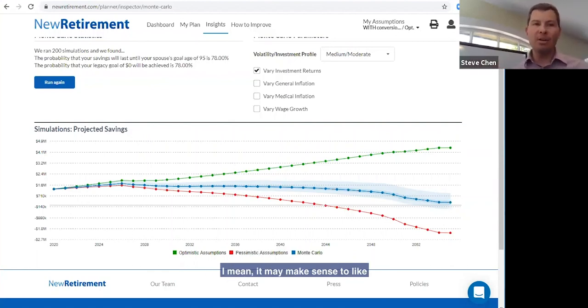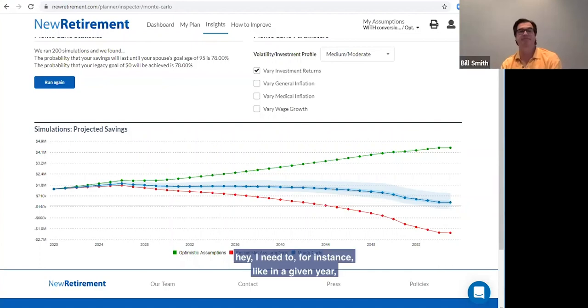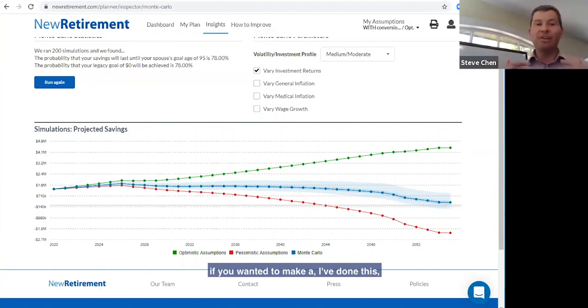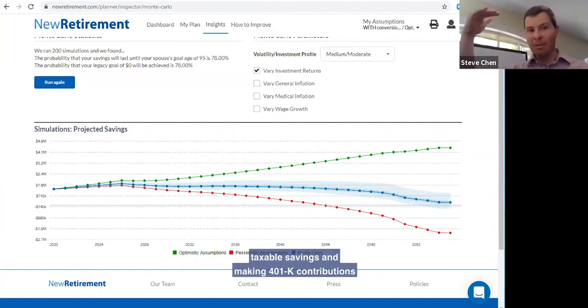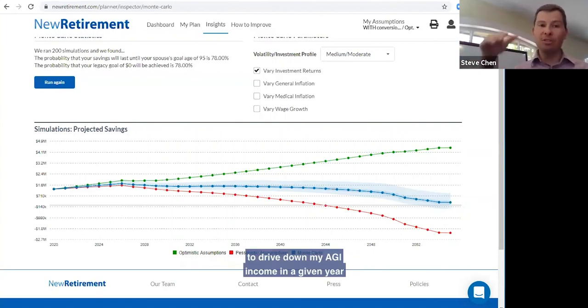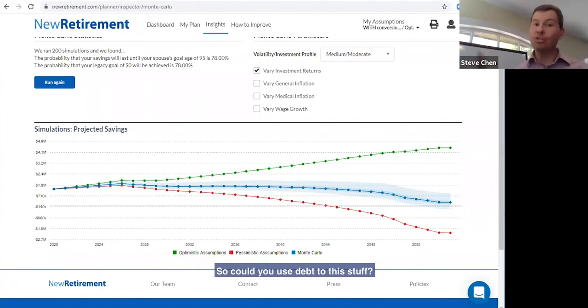It may make sense, for instance, in a given year, to do something I've done, a strategy where I was taking taxable savings and making 401k contributions to drive down my AGI in a given year because it made sense for me. So could you use debt to do this stuff? Sure, you can do that kind of stuff. And will we do this kind of analysis? Yes, but going forward. We'll be thinking about it that way.